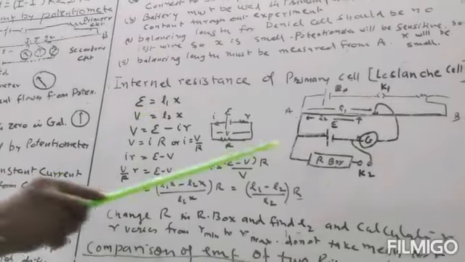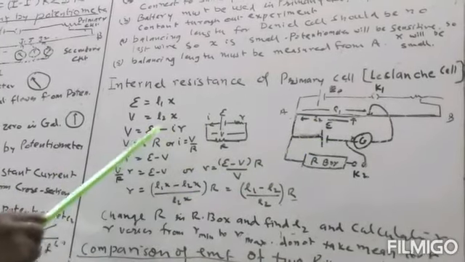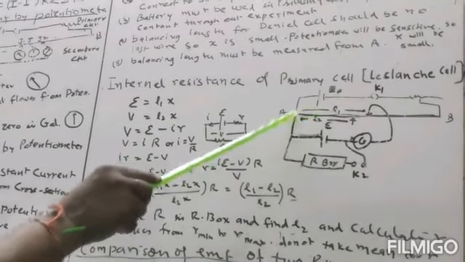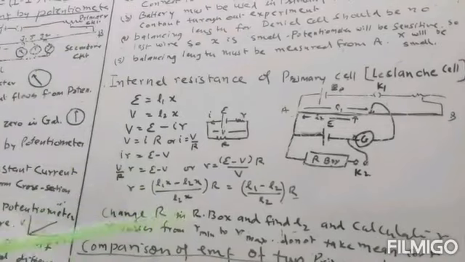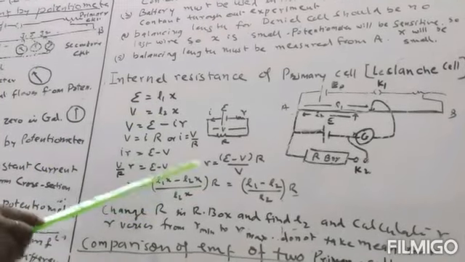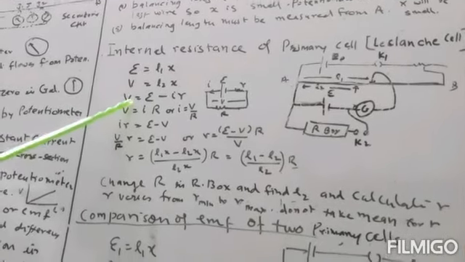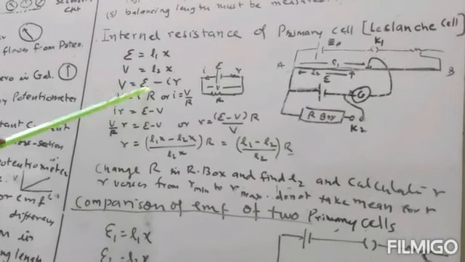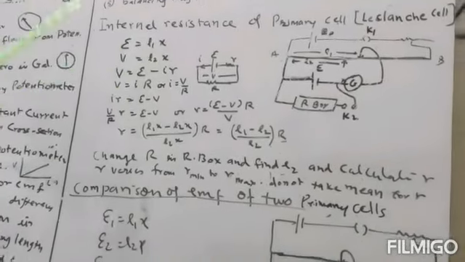So the terminal voltage, now it is balanced, will be equal to L2 into X, with the balancing length now being L2. Now L2 is always less than L1 because E is always greater than V. So V is always less than E. V is equal to E minus Ir. So L2 is always less than L1.